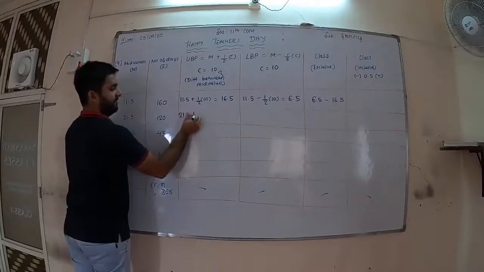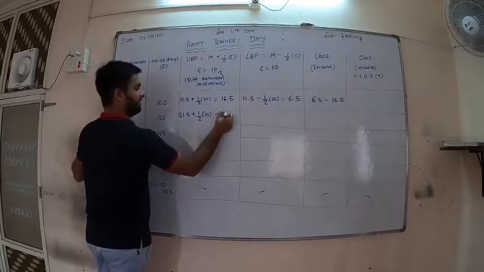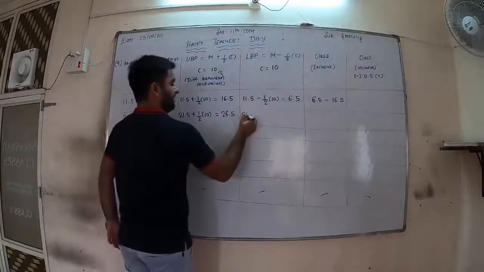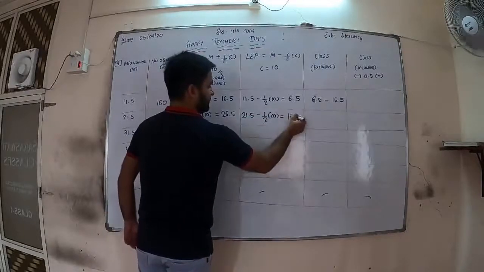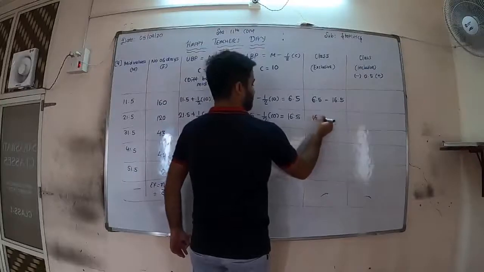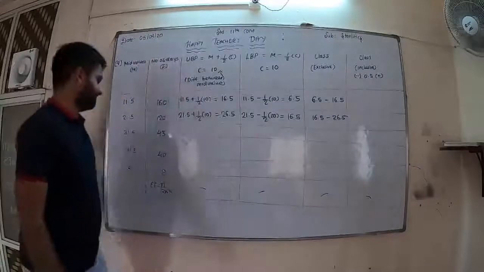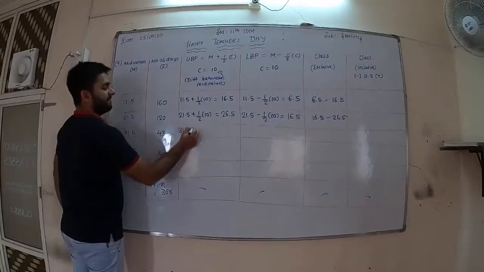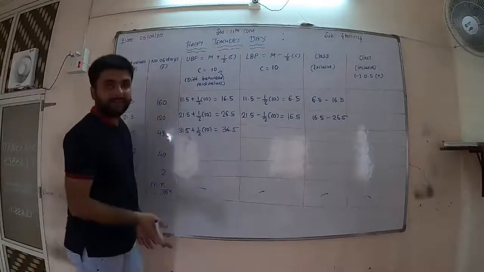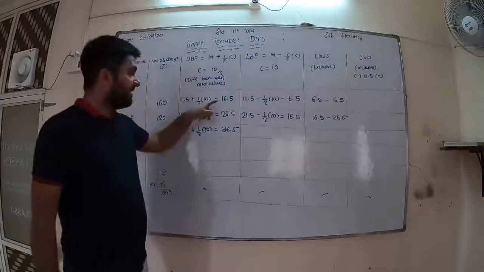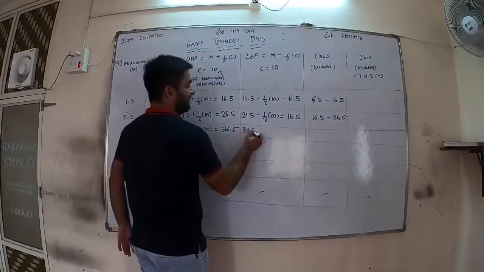Then 21.5 plus 1 by 2 into 10. So again 5, add 5 to it. So 26.5. 21.5 minus 1 by 2 into 10. Subtract 5 from it. 16.5. So again the class will be 16.5 to 26.5. There will always be a difference of 10, as everything is equal. So now 36.5. You don't need to calculate also because the class lengths are the same. Here the gap will be 10, here the gap will be 10. This is just a formality to write.